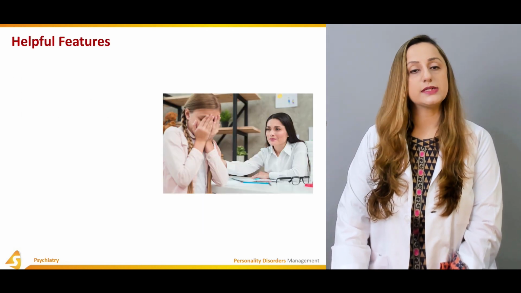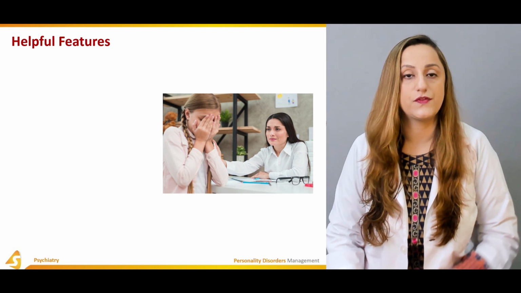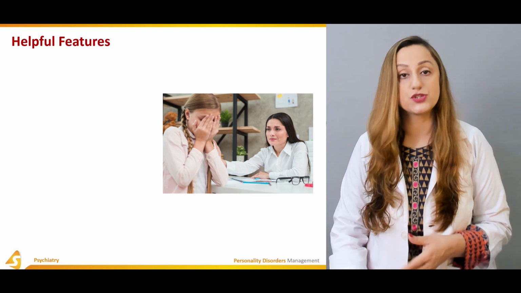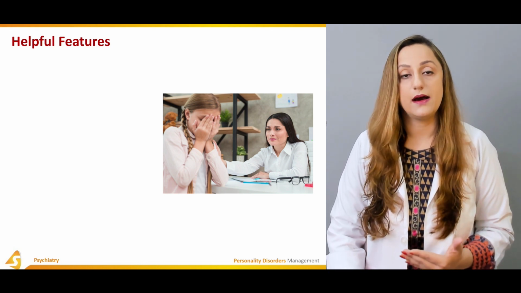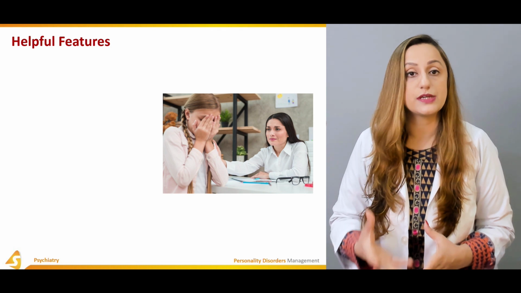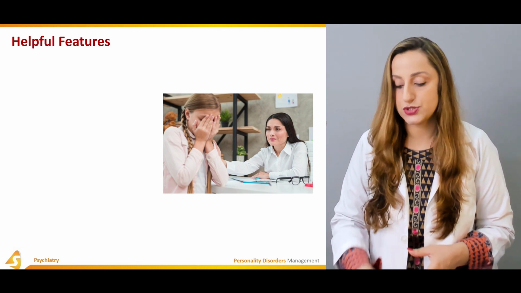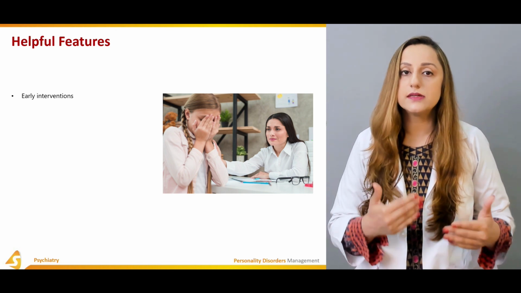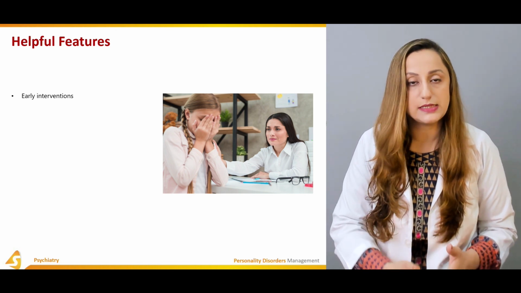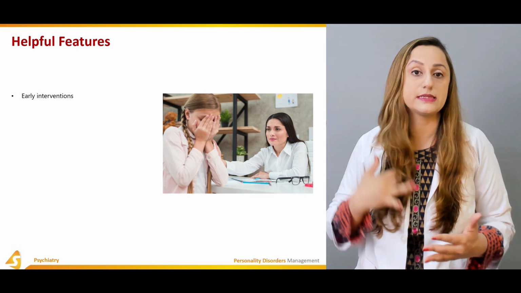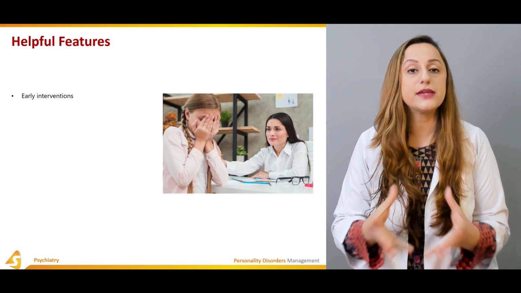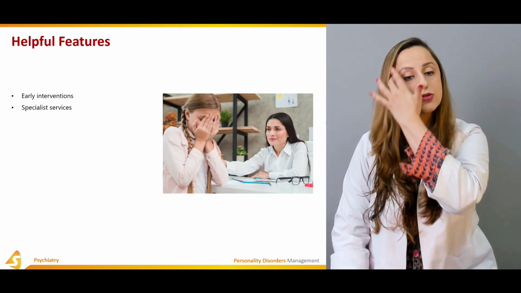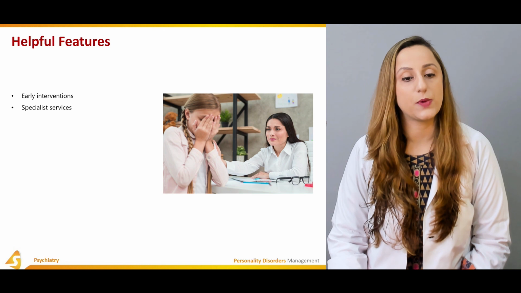When we talk about the helpful features when we are treating patients who are suffering from these particular kinds of personality disorders, the helpful features can be early interventions. The earlier the patient is intervened and the treatment is started, the better the outcome is going to be. And then the specialist services are also given for these individuals as well.